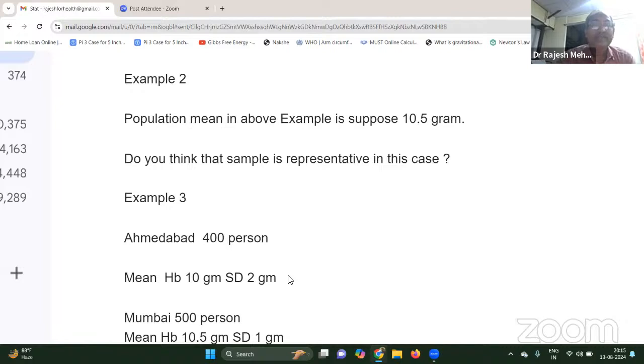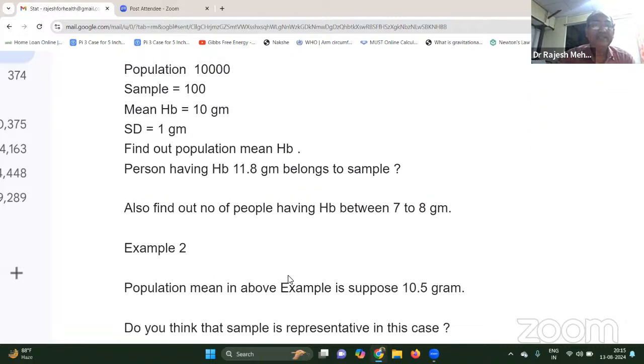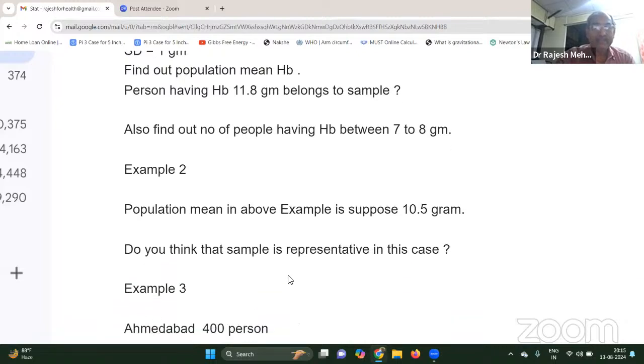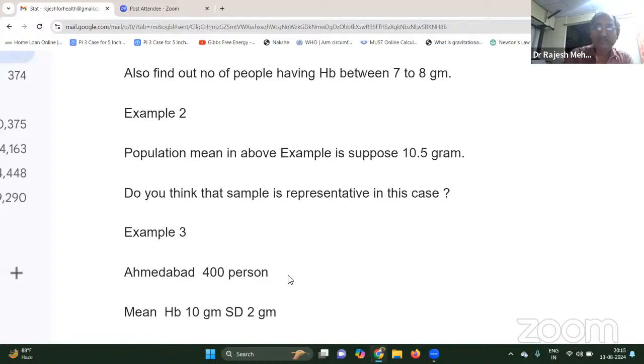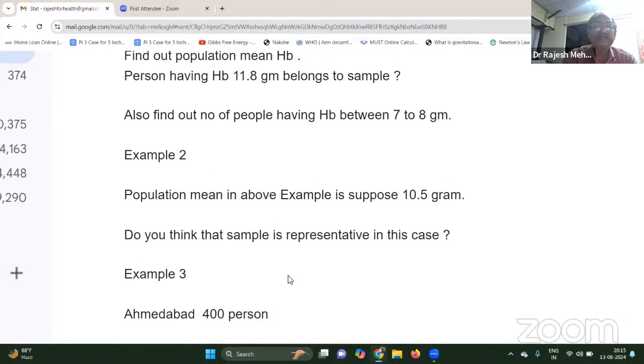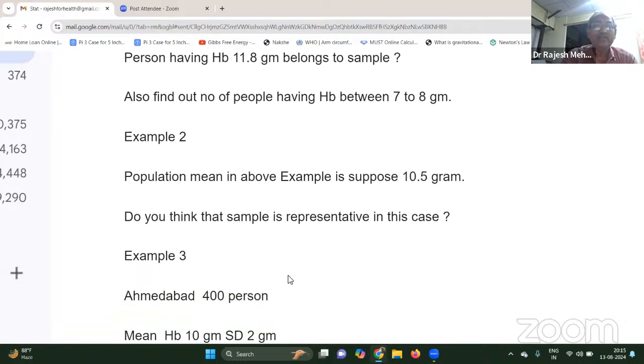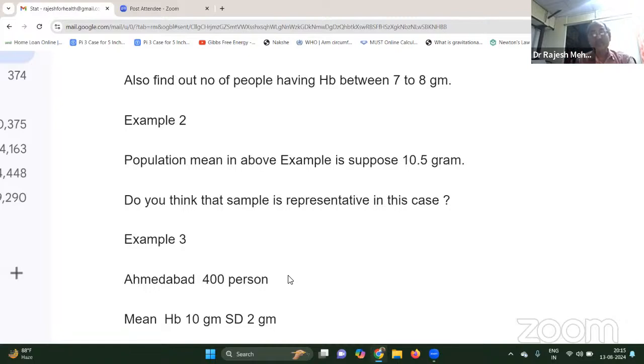Suppose we calculated that the population mean was 10, the range would be 9.8 to 10.2. And this population mean is, suppose, 10.5. We can definitely say that the sample is not representative, right? Because the population mean should cover 95% of the sample mean. But here the sample mean is 10 gram, where the population is 10.5 gram. So we can say that it's not representative, and they have found a more anemic population from somewhere.